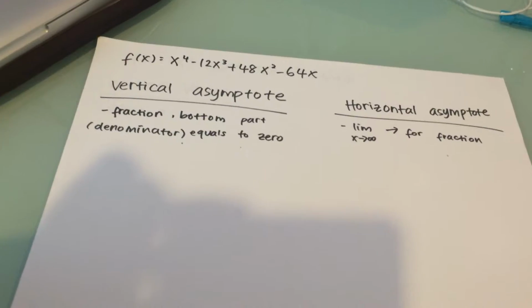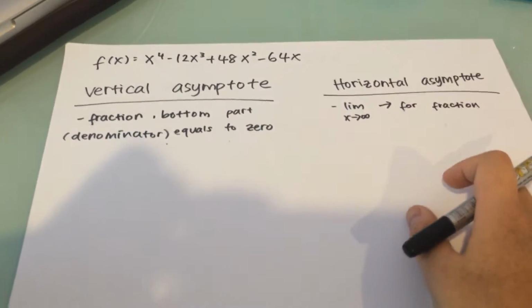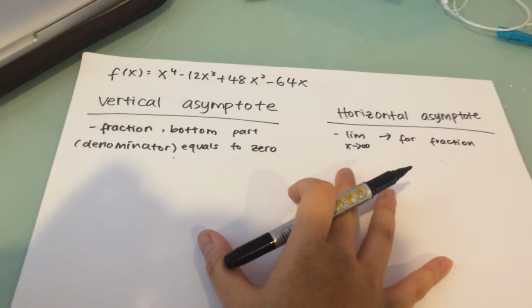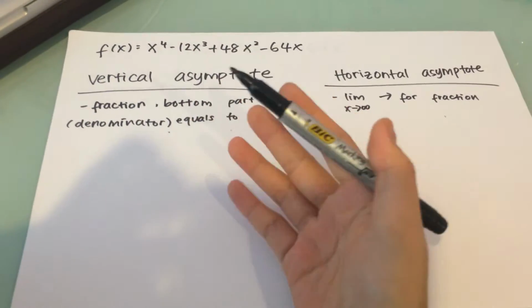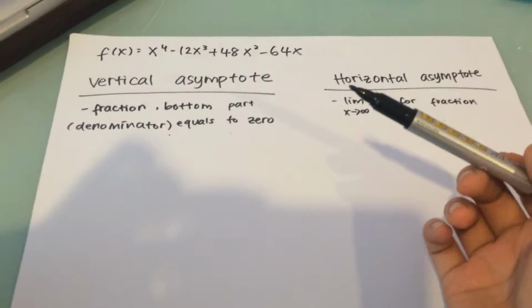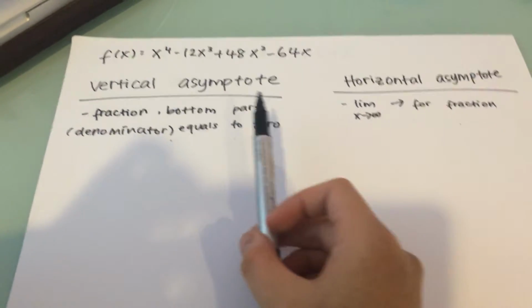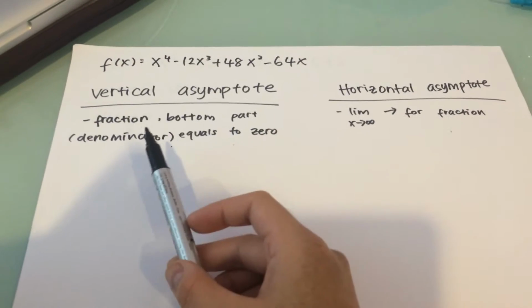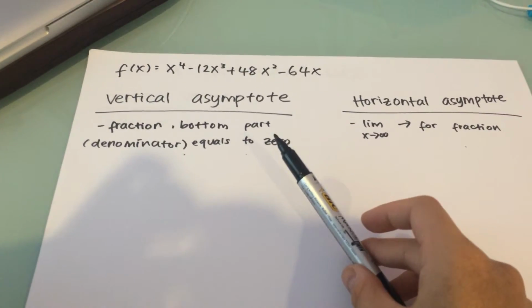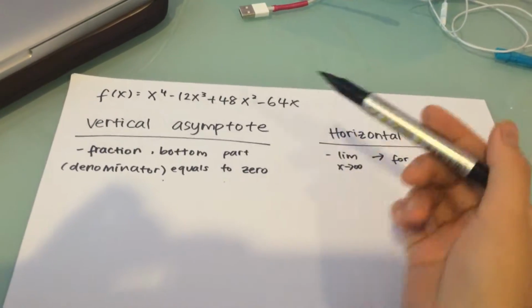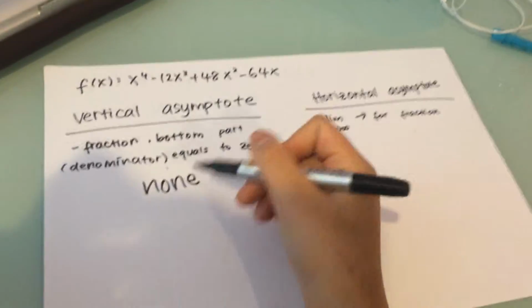The next one is the vertical asymptote and the horizontal asymptote. These two are mainly applied for a function that has a fraction in it. So I'm just gonna tell you the principle. To find the vertical asymptote, for a fraction, the bottom part, which is the denominator, has to equal 0. I'm just gonna give you examples since here there is no fraction. So in this case, it's none. But I'm gonna give you an example.